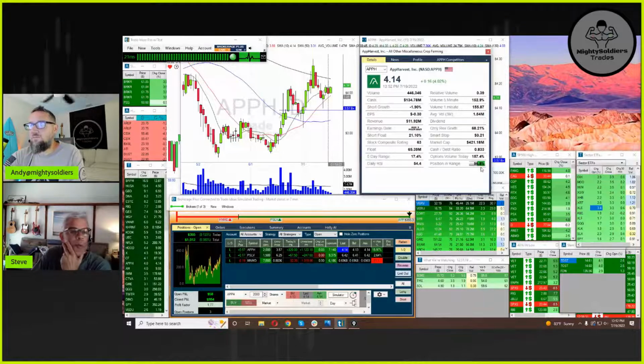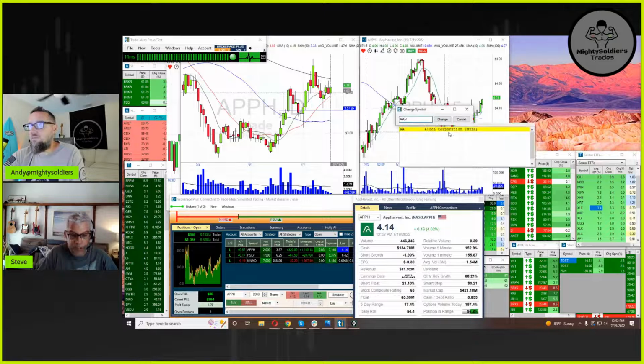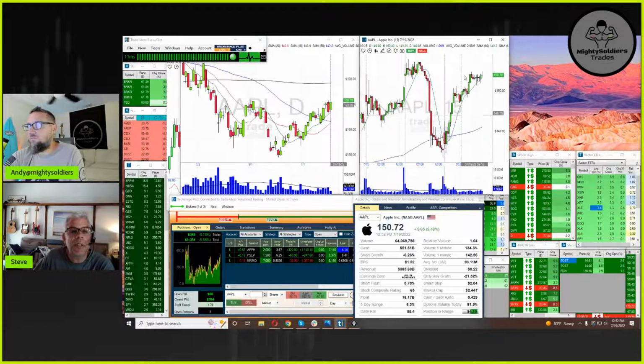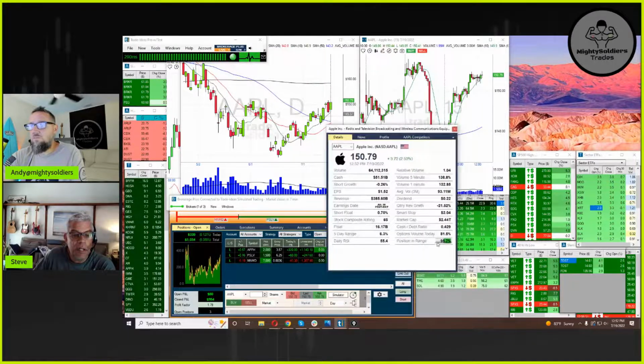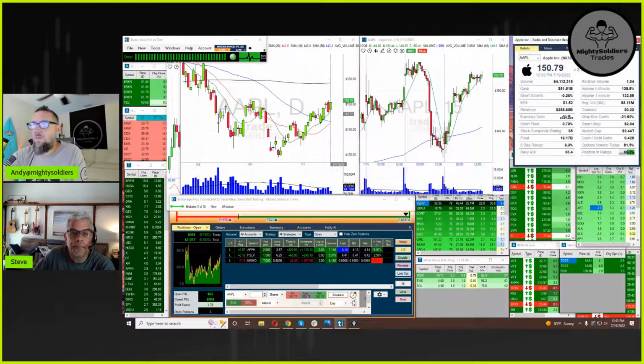So we're at the 96th percentile here today on APPH. What's Apple doing? Apple's close to it. It's at the 94th percentile of its daily range. So the little graphical indicators down there, some people like those as well. Just a quick look. And you have a news tab, I just noticed.